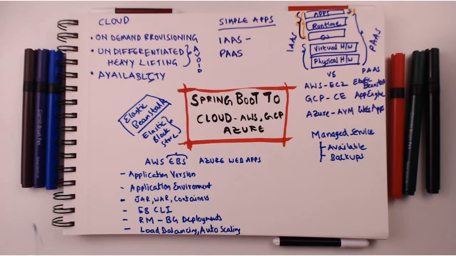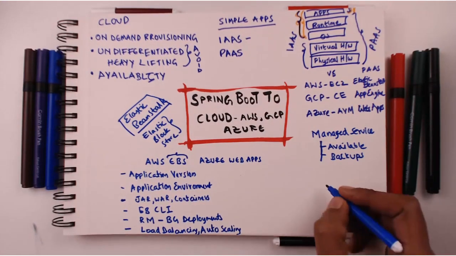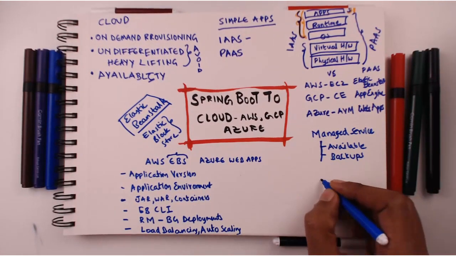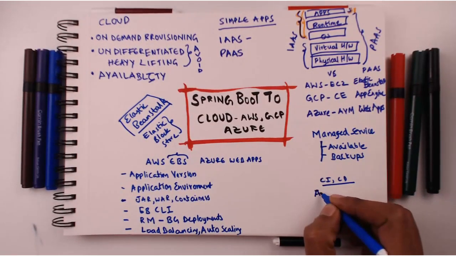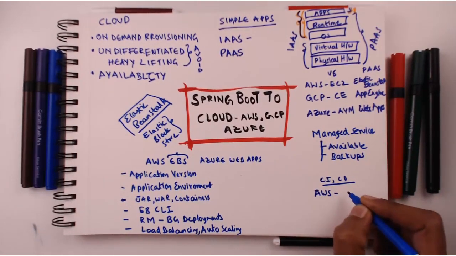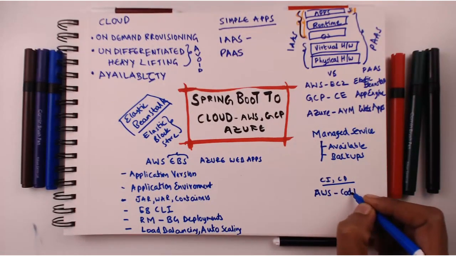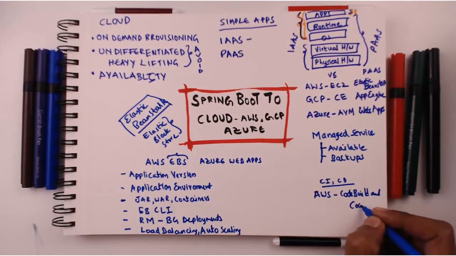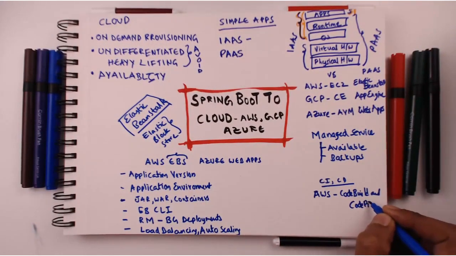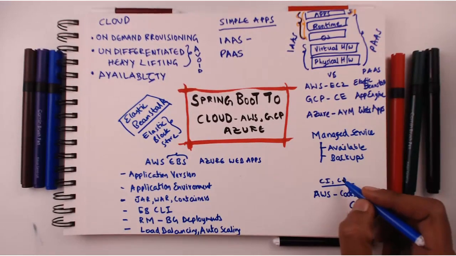And the other important thing about AWS, I'm out of space down here, so I'll move a little to the side and write it. You can also do CI/CD. CI/CD inside the AWS world, we can do by using CodeBuild. So it's AWS CodeBuild and AWS CodePipeline. These are the two things that you can use to do continuous integration and continuous deployment of your application.